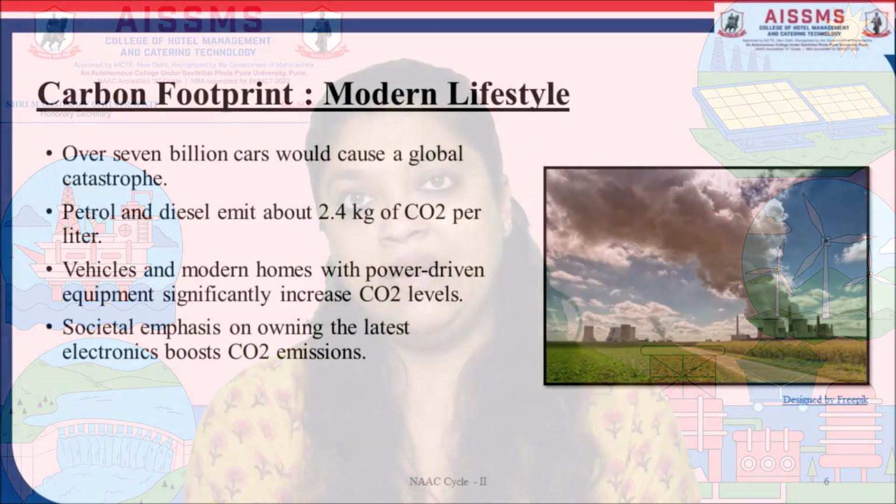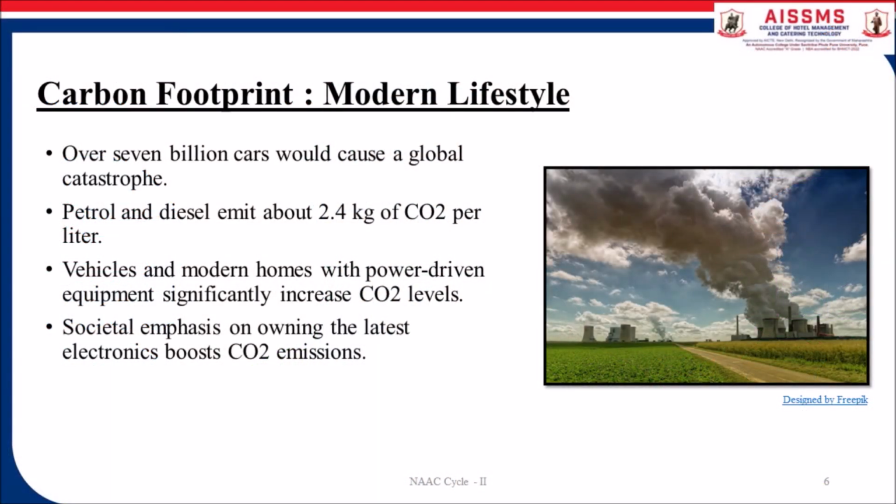Coming to modern lifestyle. If we make a car account for each person on this planet, then the result will be more than 7 billion cars, enough to create a catastrophic event for mankind. Emission of carbon dioxide from petrol and diesel is estimated to be about 2.4 kg per liter. Apart from the pollution caused by the vehicles we run, there are many other reasons for the increase of carbon dioxide in the atmosphere. Our home, equipped with the latest power-driven equipment, is another major source of carbon dioxide, which adds up to our total carbon footprint.